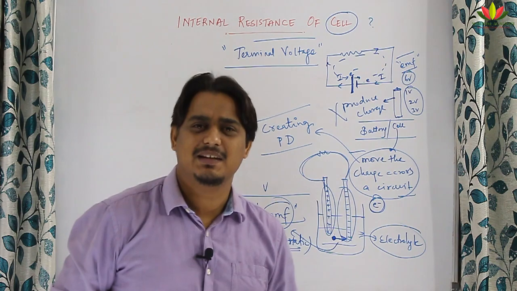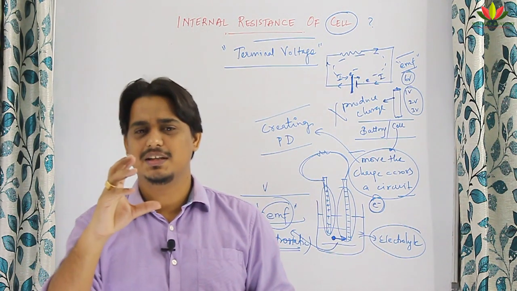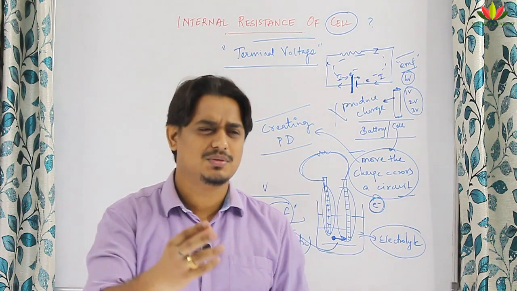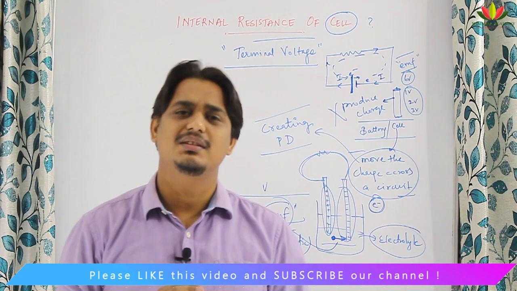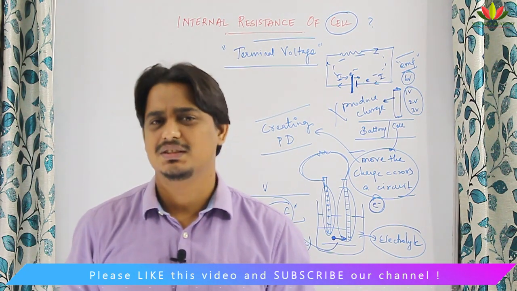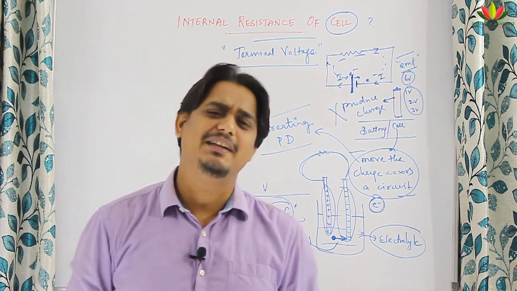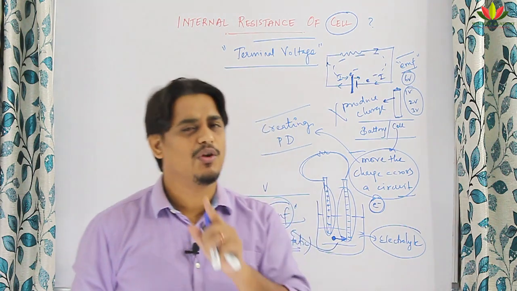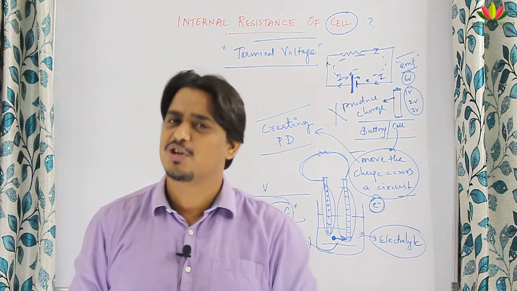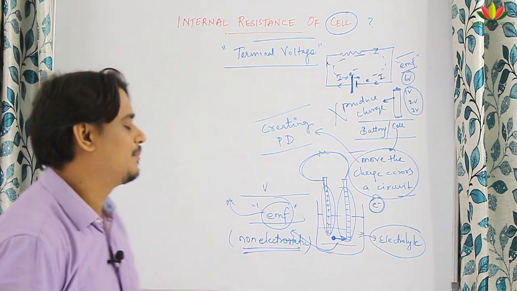When you go and buy a cell from the market, suppose its value is 6 volt. So, you bought it, and its EMF was 6 volt. But what if I tell you that that cell will not give you 6 volt of potential difference? What are you saying? Let me explain with a small example.